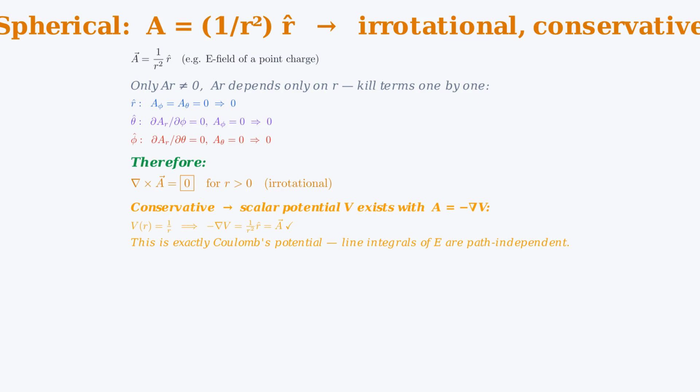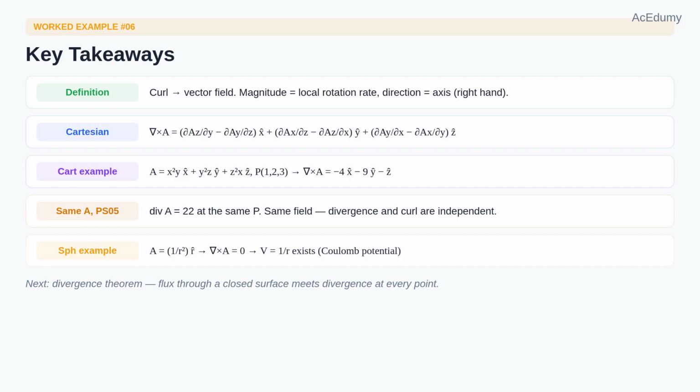The Coulomb potential exists because curl is 0. The Coulomb integral is path-independent because curl is 0. Pretty much every clean result in electrostatics rests on this one fact. Quick recap. Curl turns a vector field into another vector. It measures local rotation. Magnitude is twice the angular speed of a tiny paddle wheel. Direction is the rotation axis by the right-hand rule.